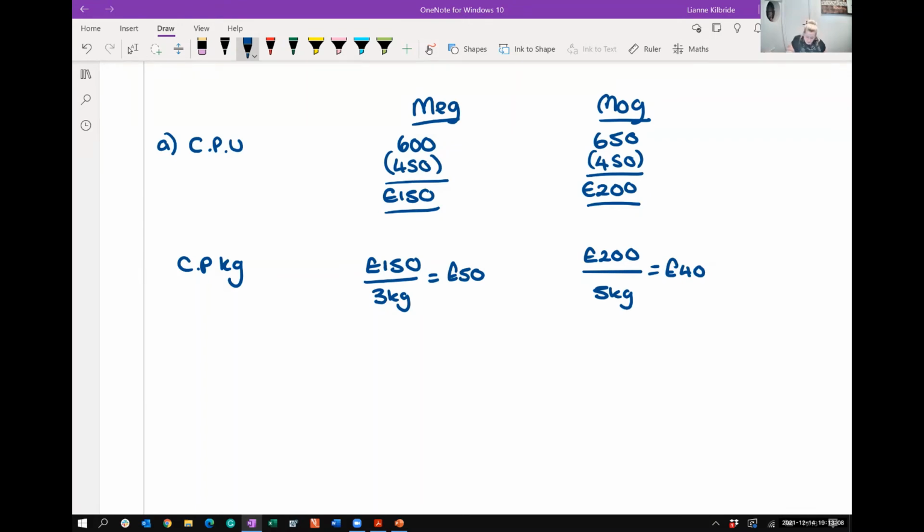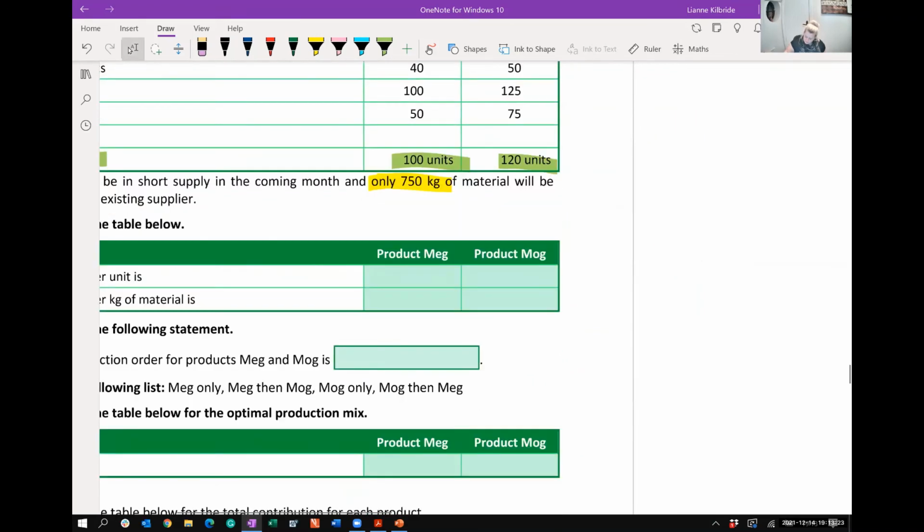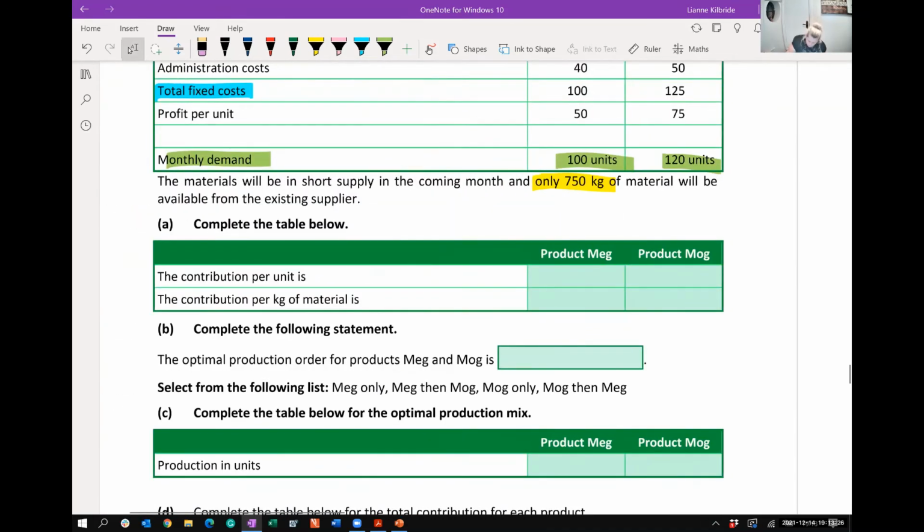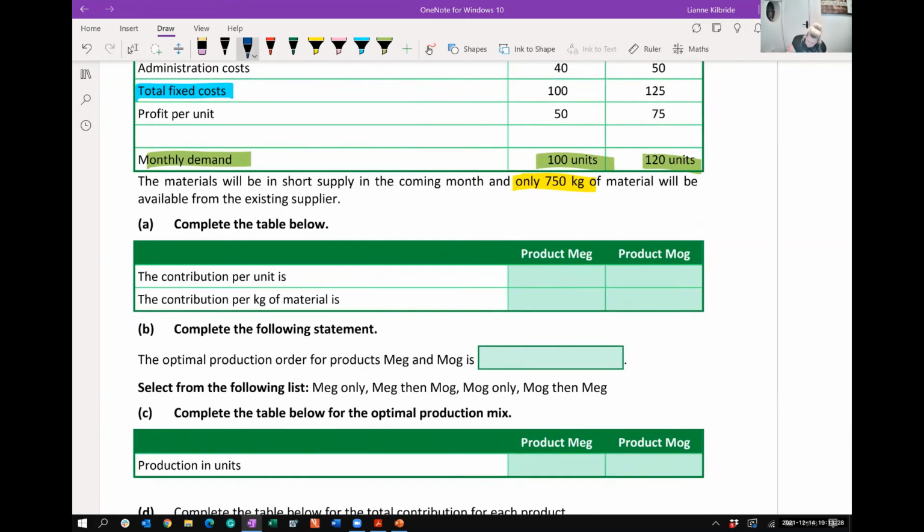Okay, so I'm just going to put those figures into the table that we've just calculated. So all these that are, oh, not that one, I just highlighted that incorrectly, 3 kilograms. Okay, so all the figures there are the figures that we're going to use. So going into our table here, you've got £150, £200, £50 and £40.